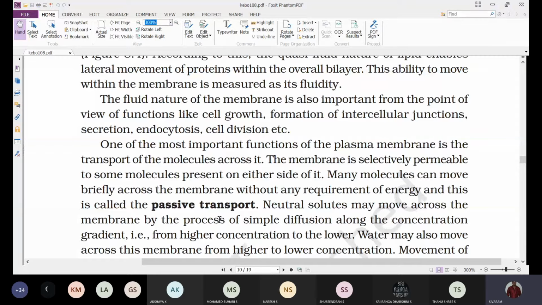The cell is able to divide. If it were made up of a hard and tough layer, the division of the cell would become very difficult. That's why all these properties of the cell, that is cell growth, intercellular junctions, secretion of substances, endocytosis, that is the intake of molecules, and cell division, are exhibited only because of the fluid nature of the cell membrane.